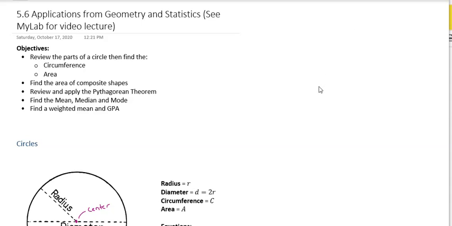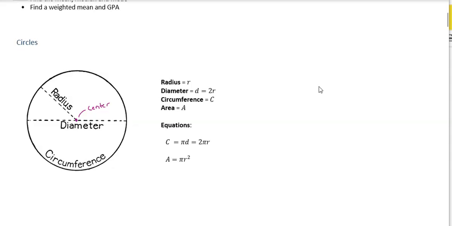Right, so first we're going to talk about circles. Alright, so first the parts of a circle. So the center is just called the center, and the diameter goes through the center and from one side to the other, and the radius is half the diameter. It just goes from the edge to the center. The circumference is the distance around.